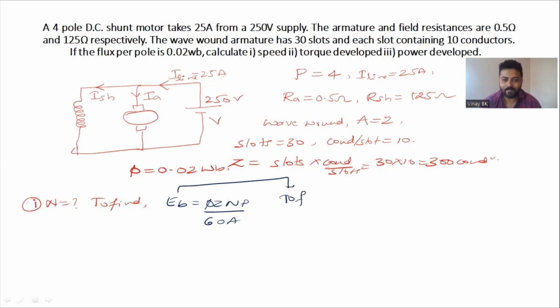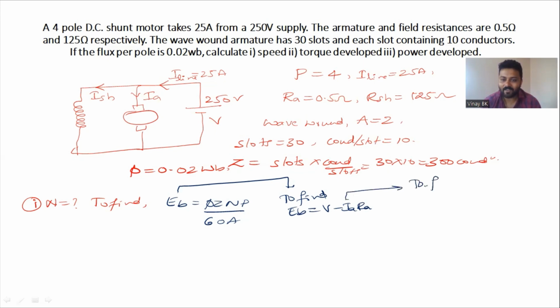To find EB, since they are given a DC shunt motor, EB is given by V minus IA RA. So if you want to find EB, you should know the value of voltage V, armature current, and armature resistance. Here they are given the value of voltage and RA, but IA they are not given. But you need to find the value of IA.